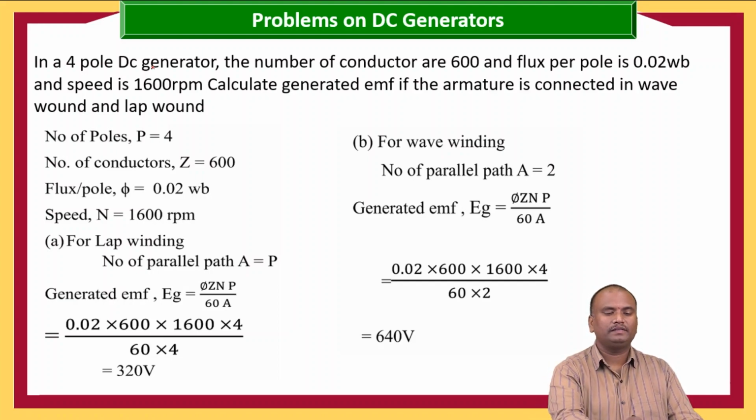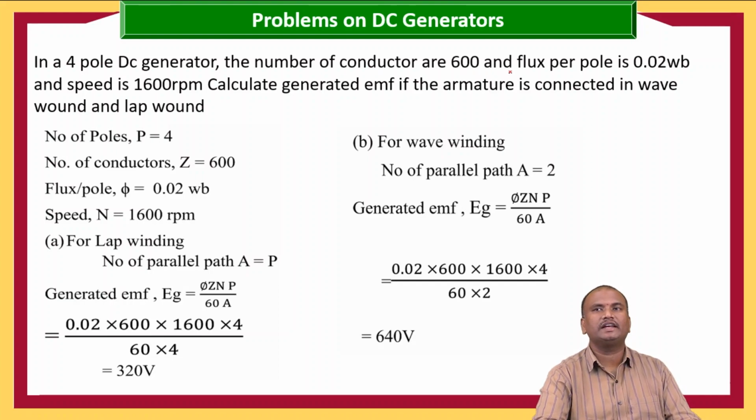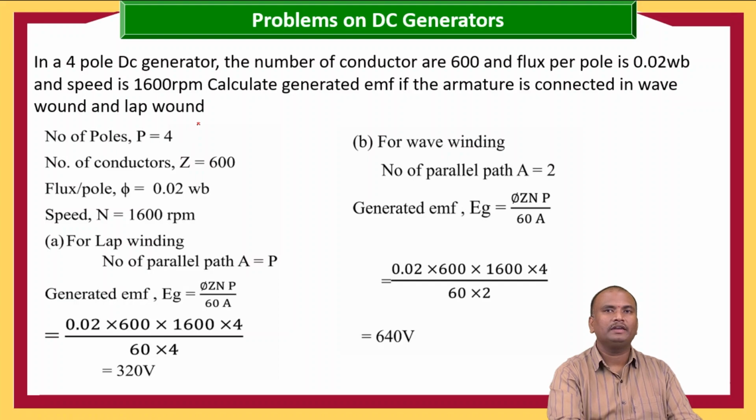The next one is: in a 4-pole DC generator, the number of conductors is 600, flux per pole is 0.02 webers and speed is 1600 rpm. Calculate the generated EMF if the armature is connected wave wound and lap wound. Here the given data: number of poles is 4, number of conductors is 600, flux per pole is 0.02 webers and speed is 1600 rpm.